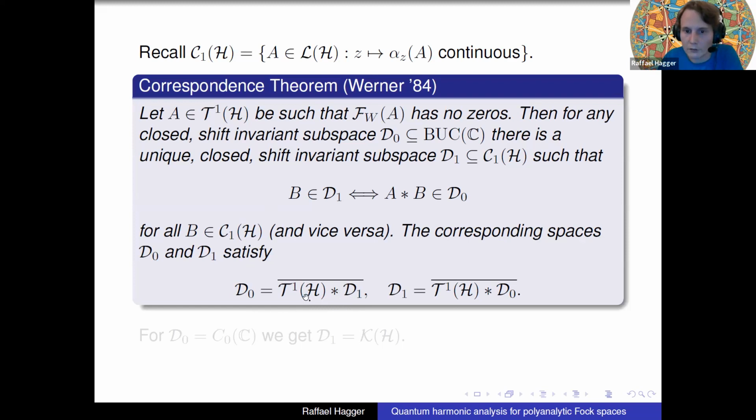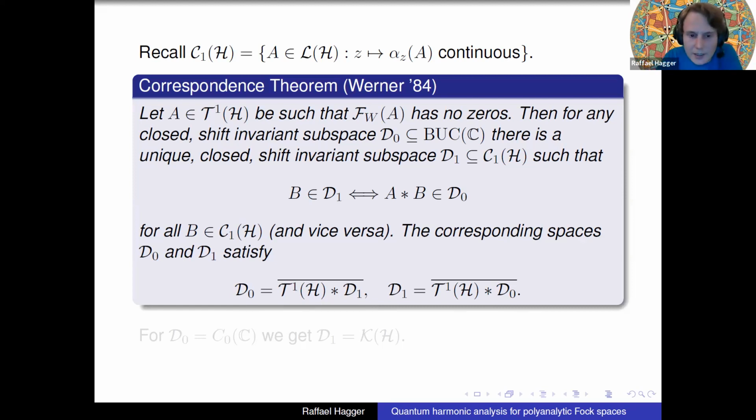With this convolution here, I mean you take all, so these are sets, right? You take all operators from here, all operators from here, you take all the convolutions, and then take the closure of this set. If you do that, you get exactly the D0. And you can also do it the other way around. So you can always switch from one to the other.